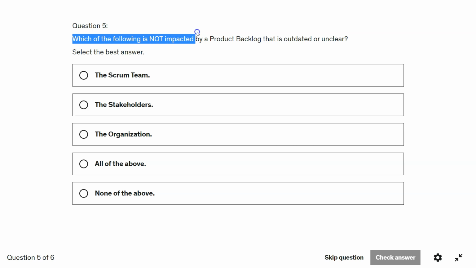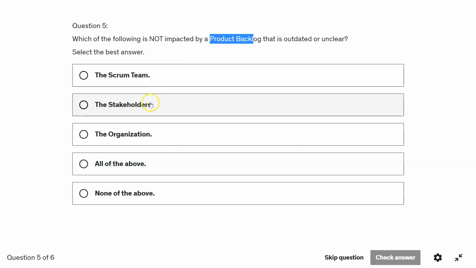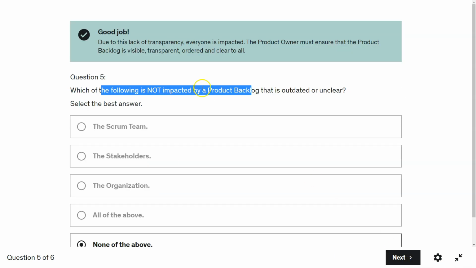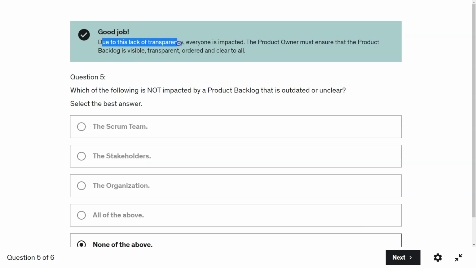Alright guys. Next, question 5. Which of the following is not impacted by a product backlog that is outdated or unclear? Scrum team, stakeholders, organization, all of the above, none of the above. So you see here, which of the following is not impacted? For example, if there is a problem with the product backlog, Scrum team, stakeholders, organization, all will be impacted. But the question is, which of the following is not impacted? So none of the above. Due to this lack of transparency, everyone is impacted. The product owner must ensure that the product backlog is visible, transparent, ordered, and clear to all.